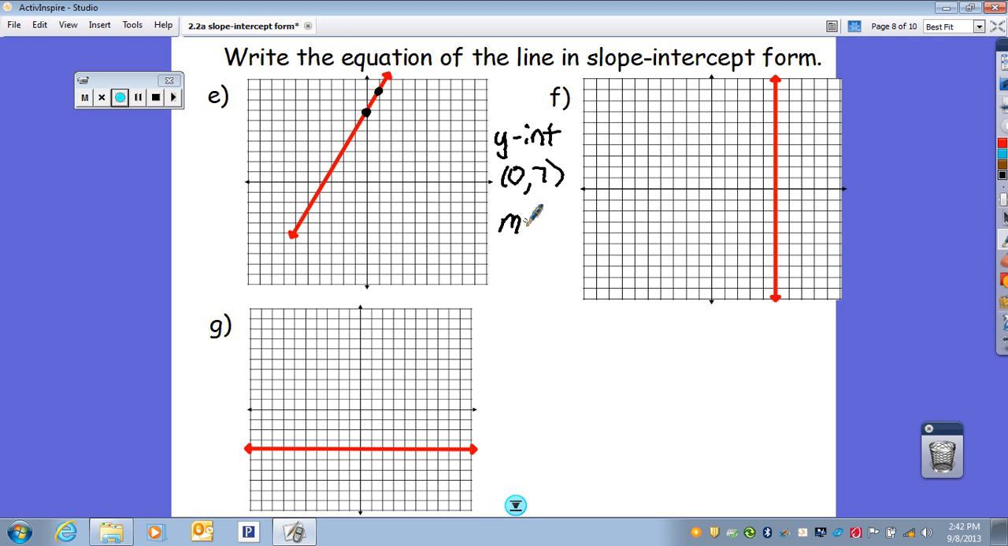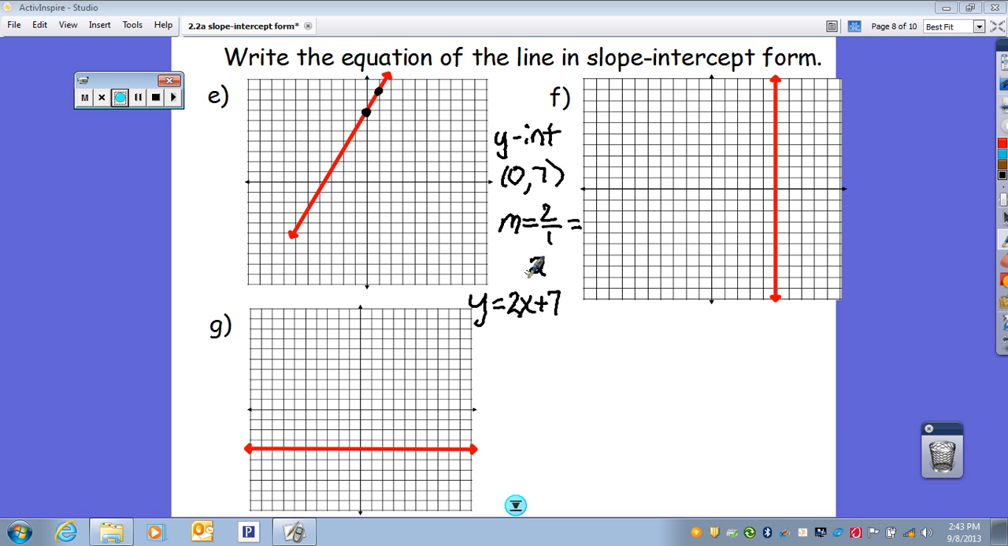And my slope, m, is the rise over the run. So I'm going to count, beginning at my y-intercept, 2 up, positive 2, and 1 to the right, positive 1. So that's going to be 2 over 1, which equals 2. So when I write my equation in slope-intercept form, I have y equals my slope, 2x, plus 7, which means my y-intercept is at a positive 7.